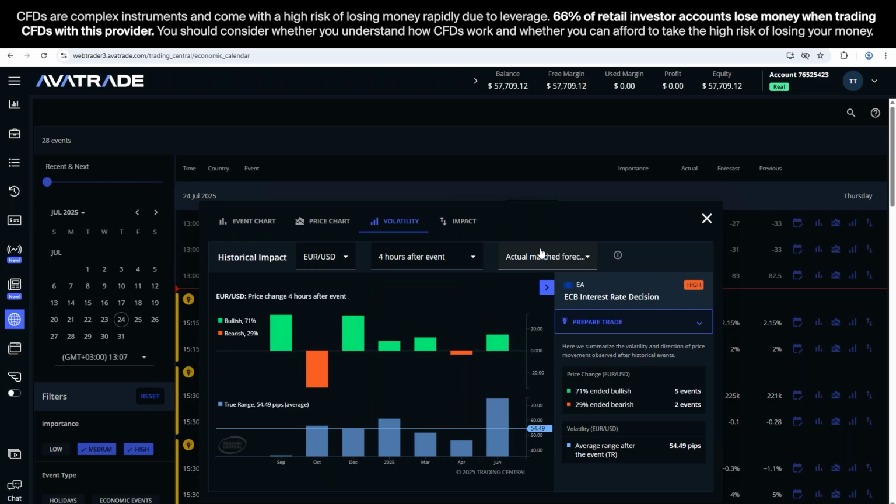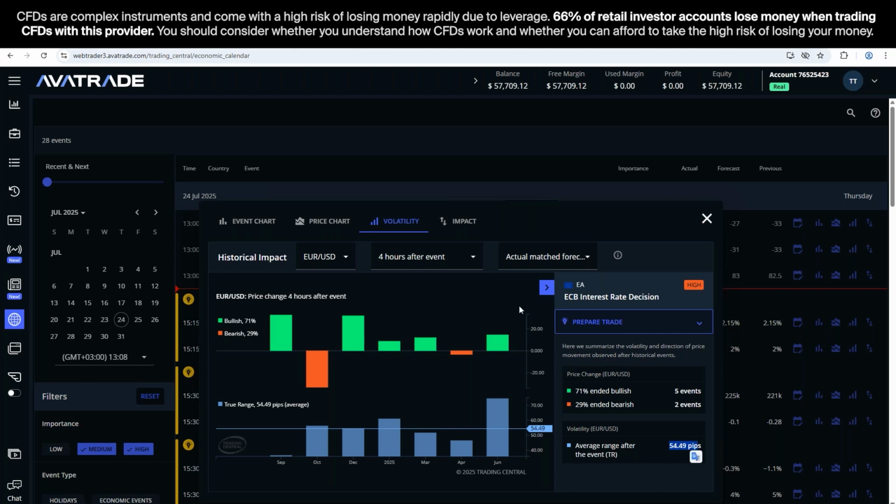So all of these events matched the predicted rate, and we're looking 4 hours after the event. What we see is 71% of the time, the euro strengthened against the USD when the rate decision matched the forecast. Okay, that's a pretty strong statistical advantage. 71% of the time, if you'd bought, you could have been profitable on the euro USD. And you might say, yeah, but that's after the rate decision came in. Maybe before you can get your trade off, it already spiked 50 pips, because we see after 4 hours, the average range movement is 54.5 pips.